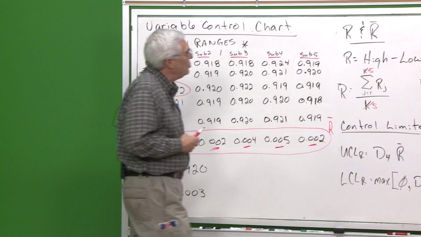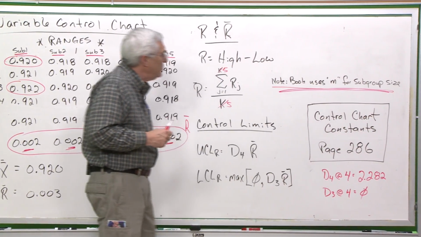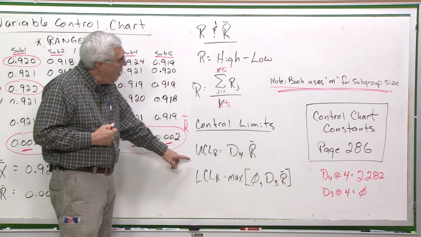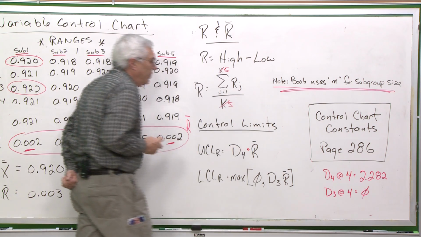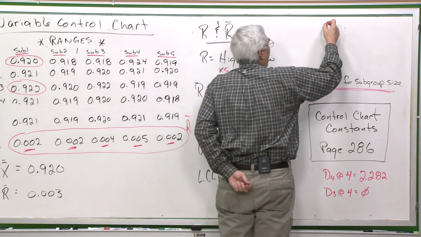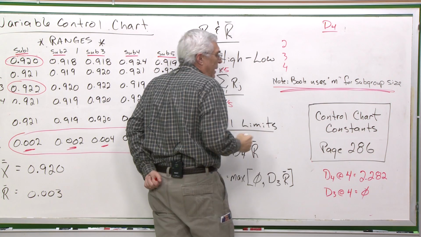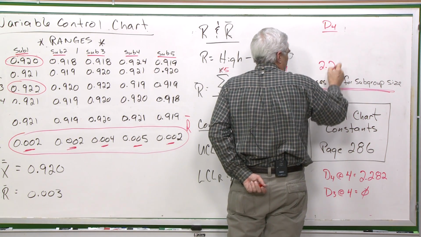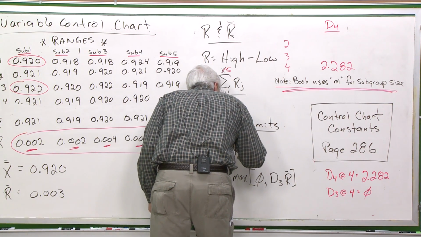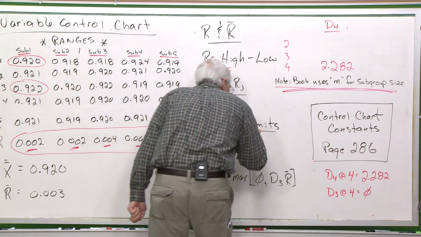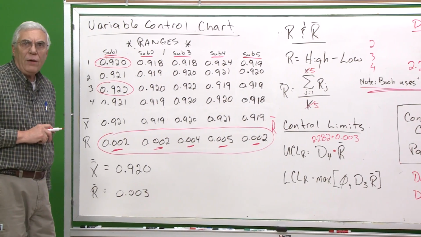This now takes us into the control limits for the R chart, or the ranges chart. Again, everything's right here in your book, page 286, constants. My upper control limit for R is the D4 value times R bar. Remember, implied multiplication. If I go to my chart, I'm looking for the D4 value for a subgroup of 4, and as I recall, the value is 2.282. So I'm going to multiply the D4 value, 2.282, times 0.003, and that's going to give me my upper control limit for the R value.